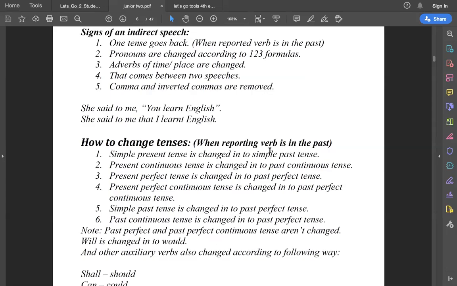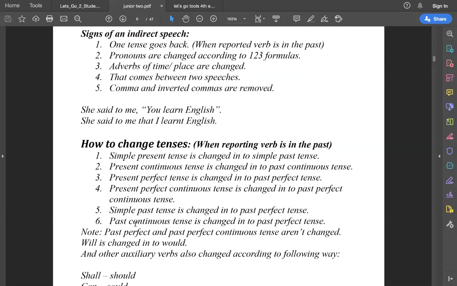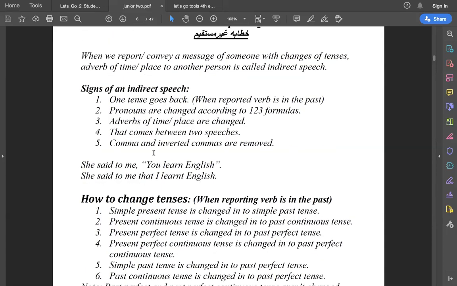We have studied something about changing direct speech to indirect speech. We have said that if you want to change direct speech to indirect speech, there were some rules. The first thing was that one tense goes back. If you have simple present tense, you change it to simple past; simple past is changed to past perfect, like this. Every tense goes back, except future tenses.